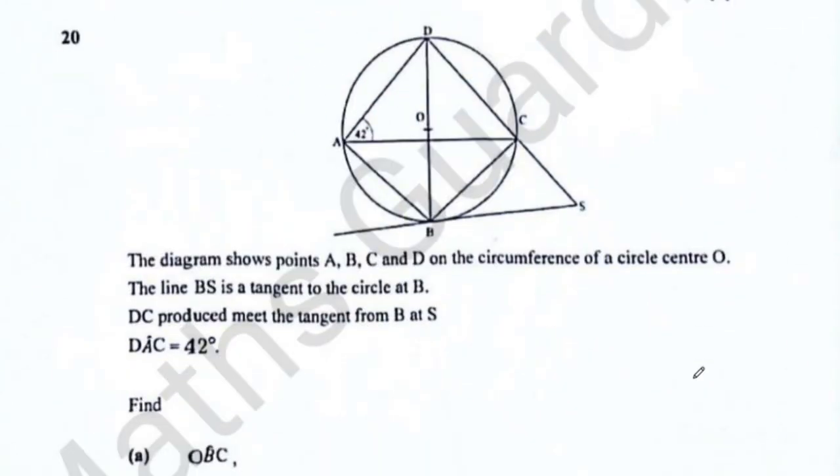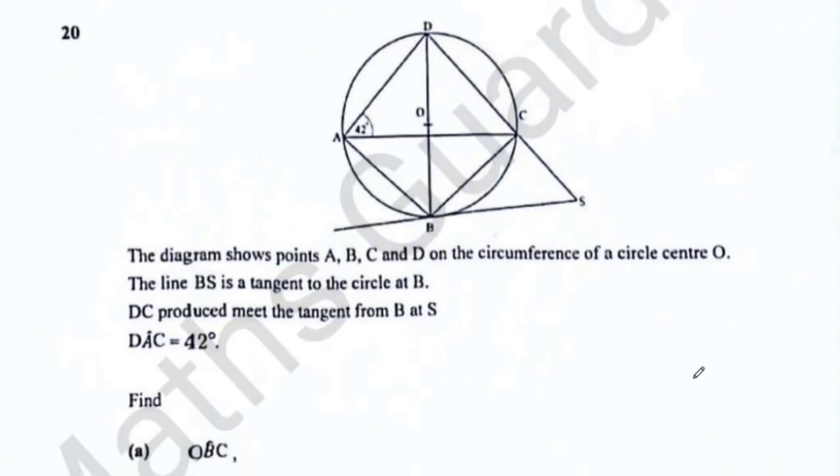Right, let's move on to question 20. The diagram shows points A, B, C, and D on the circumference of a circle center O. The line BS is a tangent to the circle at B, and angle DAC, which is the angle at A there between D and C, is 42 degrees. Find OBC. Okay, OBC is that angle there.